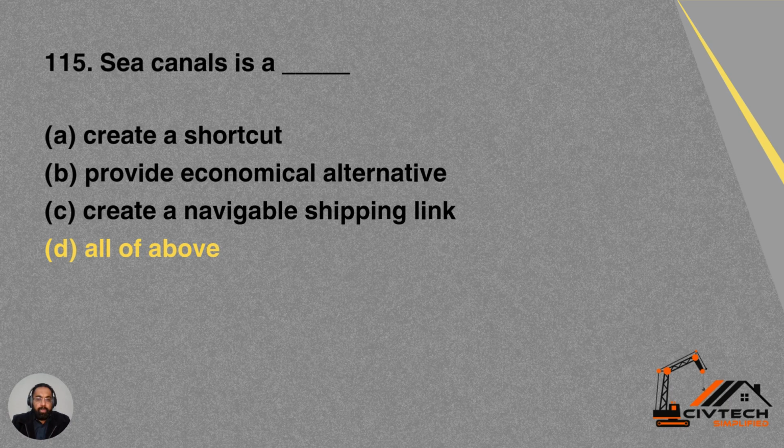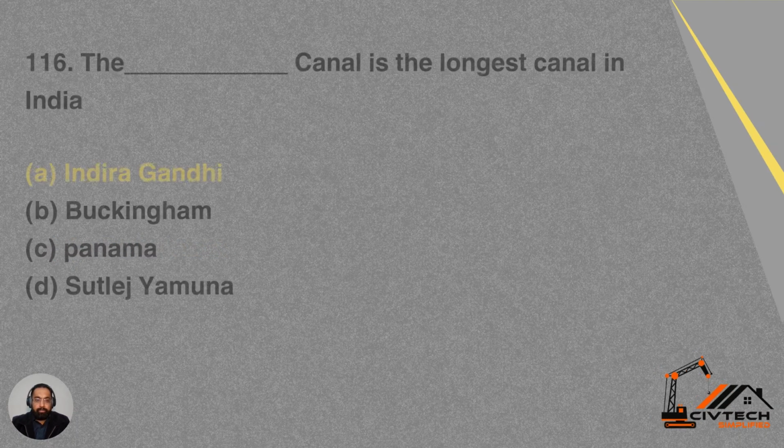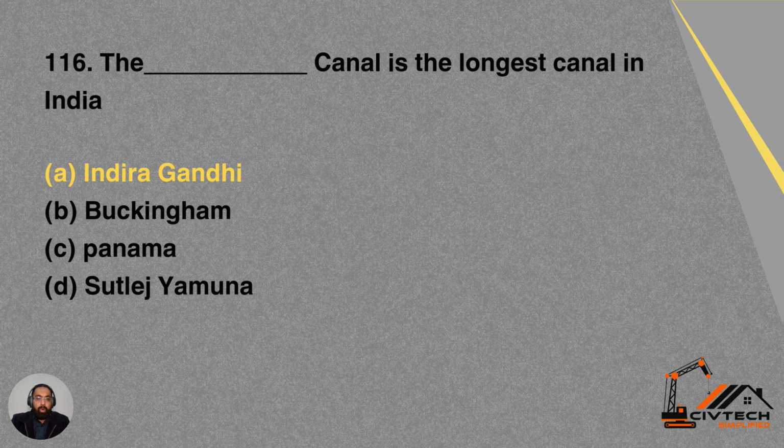Question 115. Sea canals is a dash. Option A, create a shortcut. Option B, provide economical alternative. Option C, create a navigable shipping link. Option D, all of the above. So the purpose of creating a sea canal is to create a shortcut for the ships, provide an economical alternative, and create navigational shipping links for the ships. So all these are the features of a sea canal.